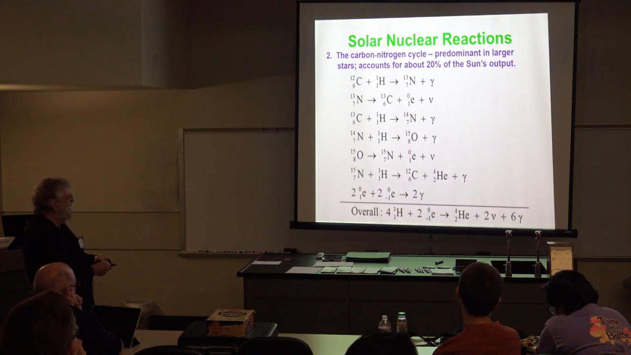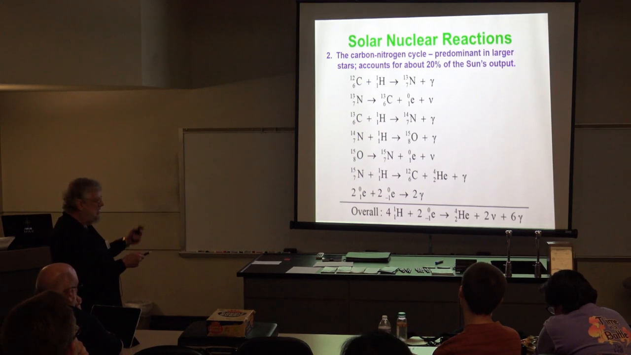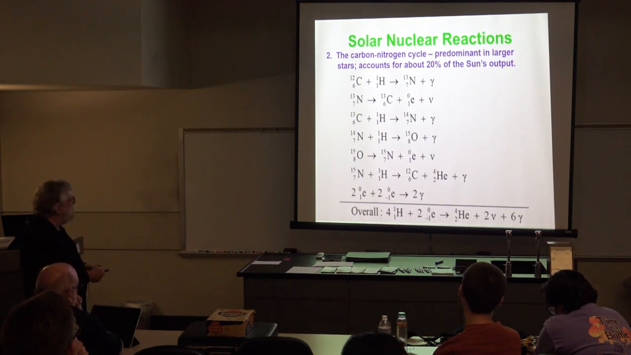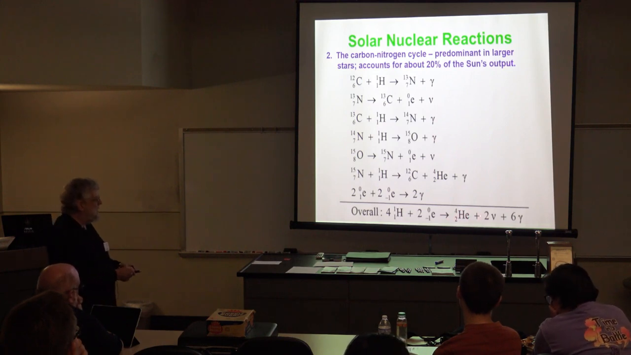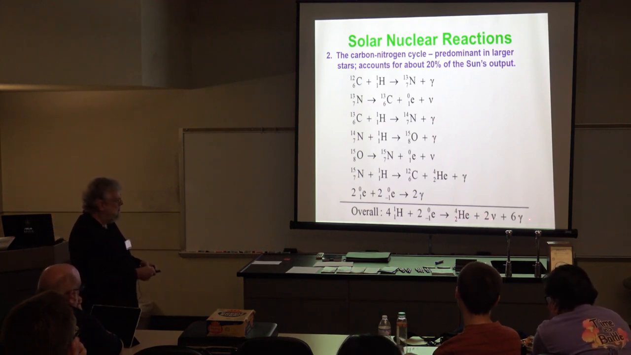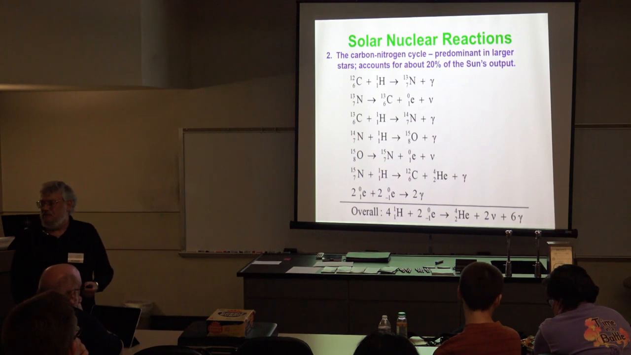And we've accumulated two positrons on the right side of the equation, right? Those are still there. They react with two electrons to form two gamma rays, which leave. We add all of this up, and nearly everything cancels except the four protons and two electrons, which give the helium nucleus, two neutrinos, and this time six gamma rays. That's the only thing different in this mechanism and the other one: the six gamma rays instead of five.